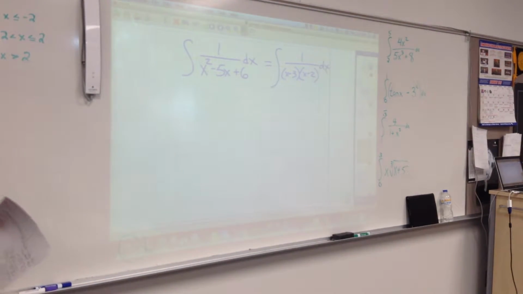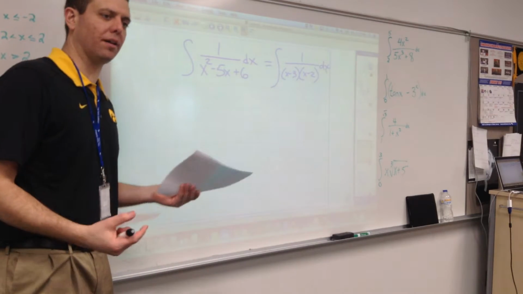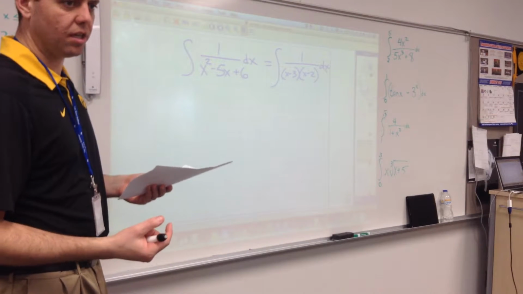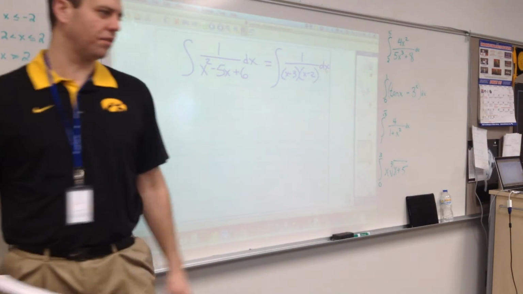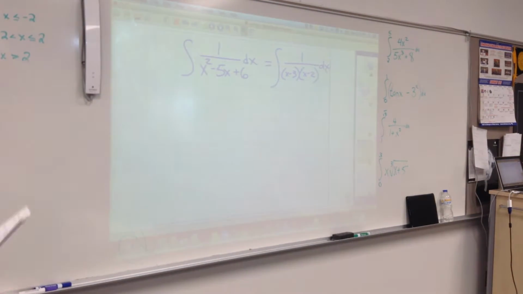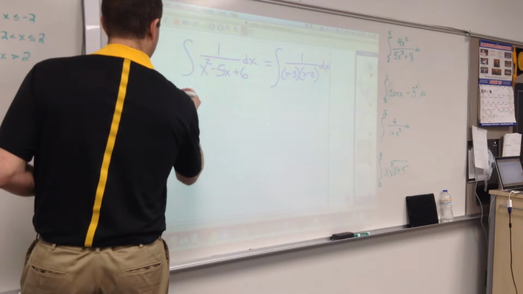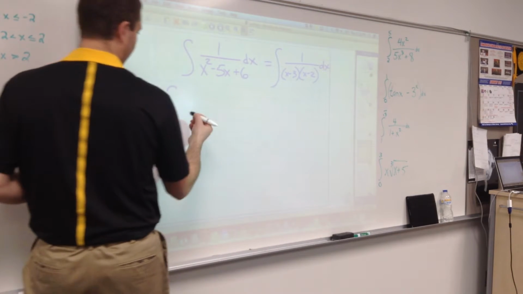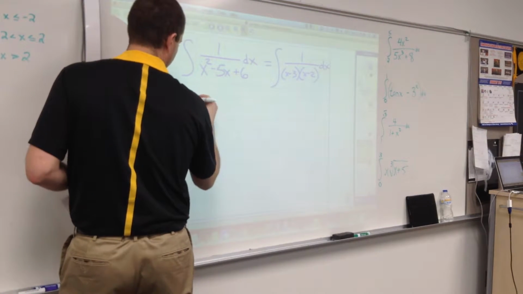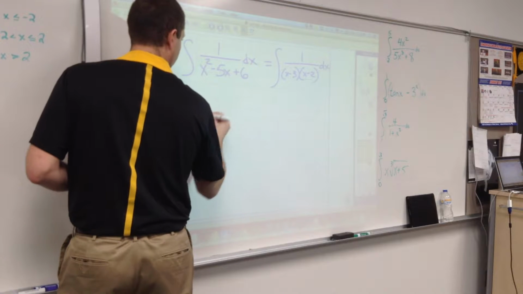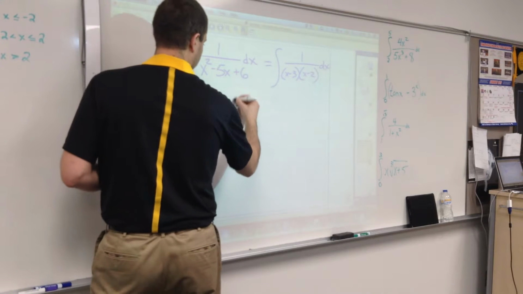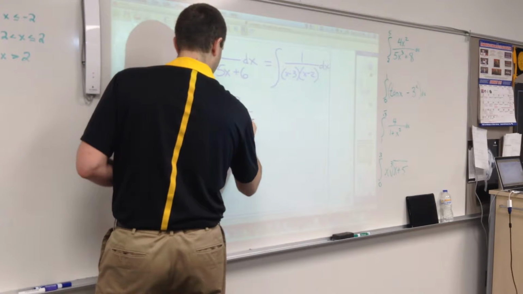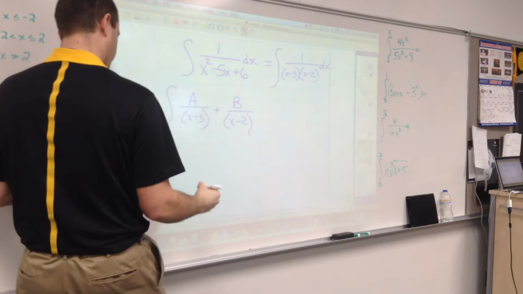Now, the only thing that we really know about those two fractions is one will have a denominator of x minus 3 and the other one could have a denominator of x minus 2. So that's kind of how we write it. We're going to write it as, and I'm going to throw in a new variable here, some number over x minus 3 plus some number over x minus 2.